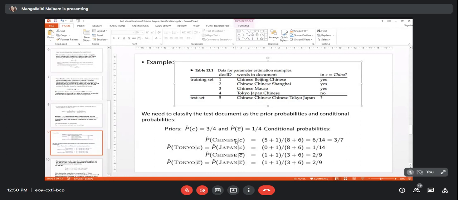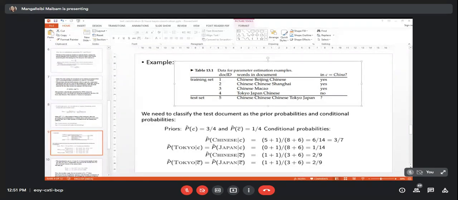We are going to find it in 2 ways, one for China class and one for not China class. So first we have calculated for Chinese in China class, which is 5 plus 1 divided by 8 plus 6. Can anybody tell me how the 5 comes for the probability of Chinese in China class? How does this 5 come?